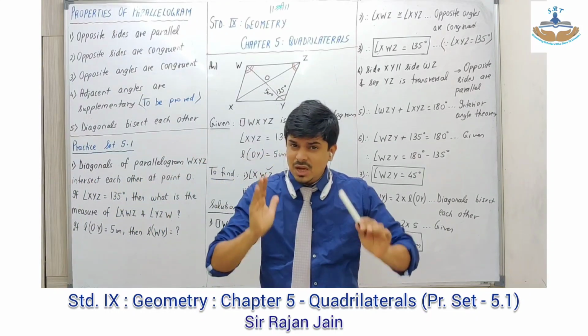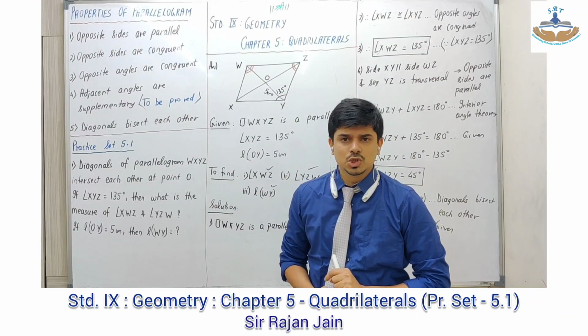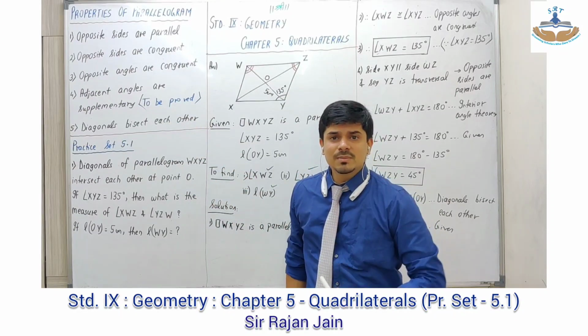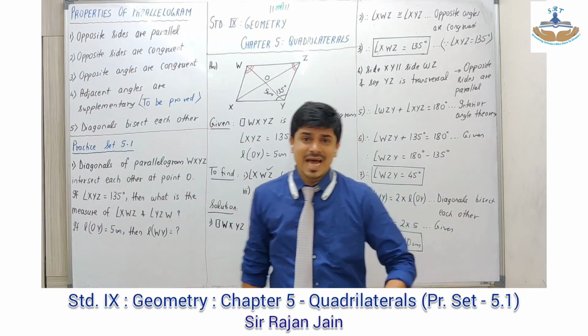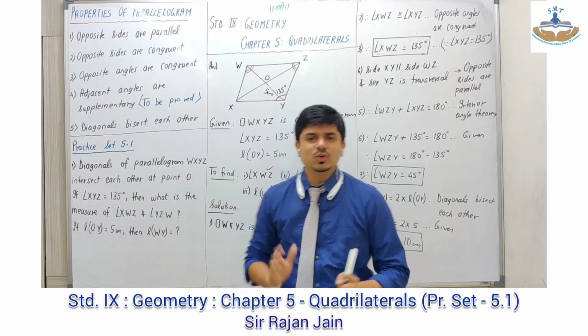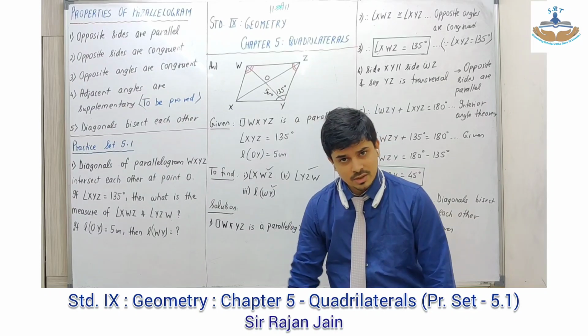So these sums are very simple. Looking at the question, you will come to know what you are supposed to use. अगर angles के बारे में पूछा है तो angle का property, sides के बारे में पूछा है तो sides का property, and diagonal के बारे में पूछा है तो diagonal का property. Clear? Let's solve few more sums so that you get a proper hang about all these properties. Okay? Chal.